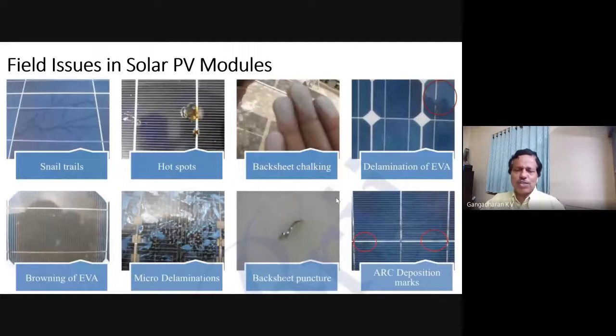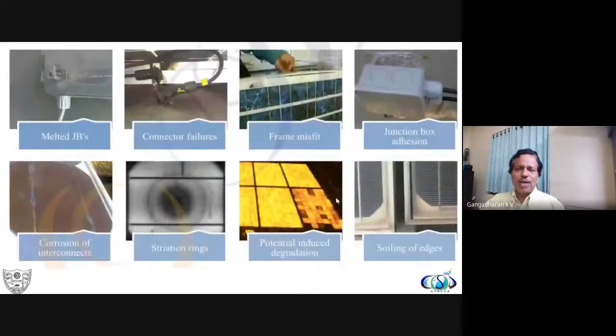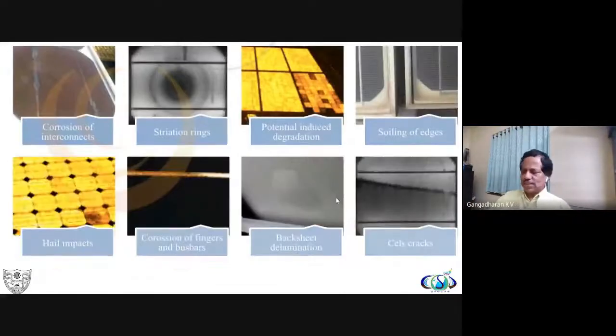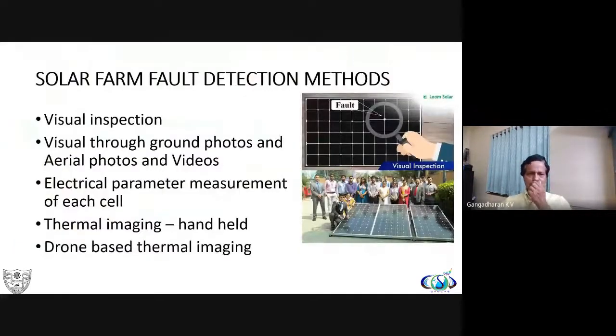Now, out of this, we'll just see a few and how we do the inspection. So that is the intention for the day. Maybe 45 minutes, we'll just look at how we are looking at these faults and how we can identify them. So when you're looking at the solar farm fault detection method, assume that you're all there virtually, standing around a solar PV farm and looking around.